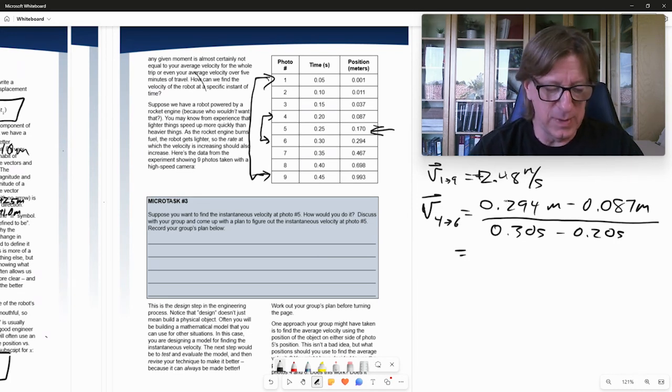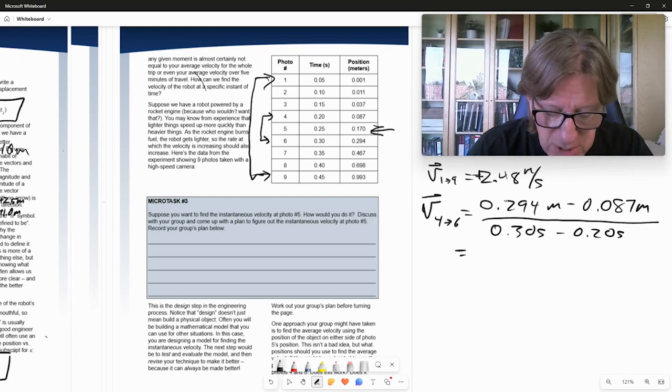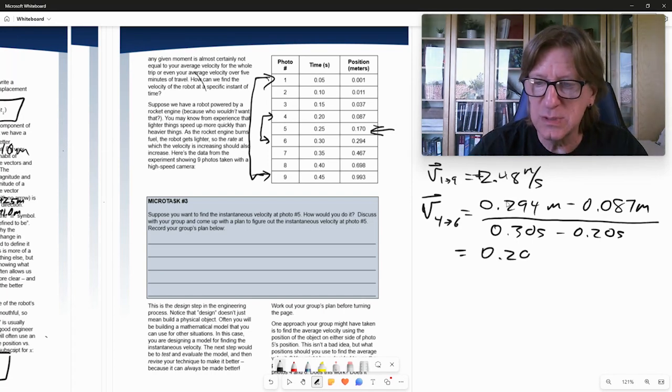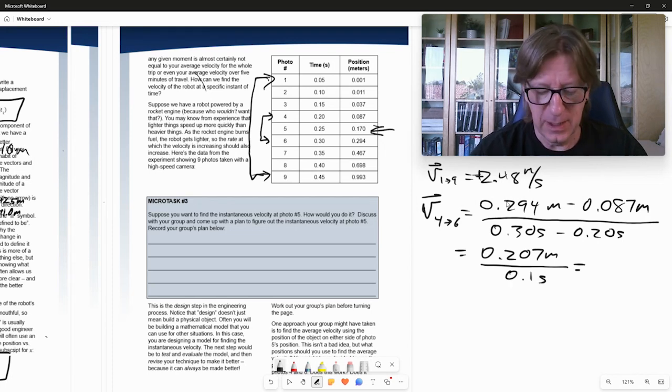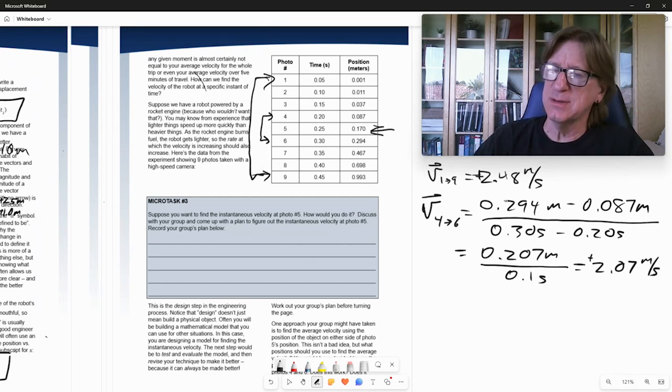So again, if we do the math, I want you to pause, make sure you've done it in your calculator, and then I got that my delta x, my change in position, was 0.207 meters, and my change in time was 0.1 seconds. And if you do that math, then you get positive 2.07 meters per second. That's quite a difference, isn't it?